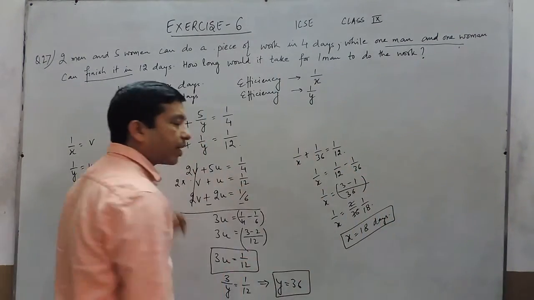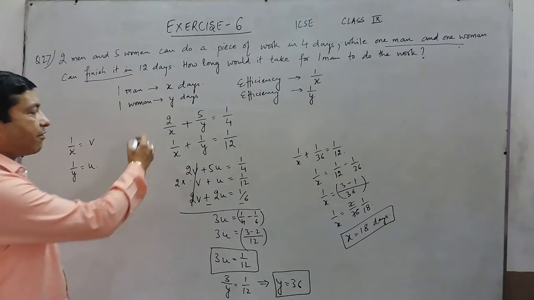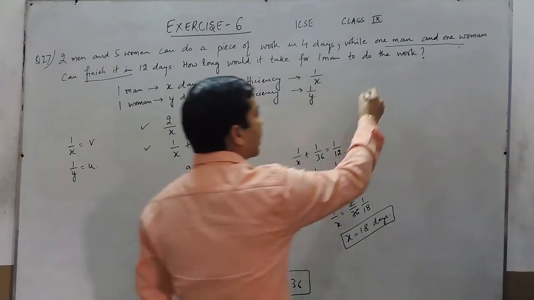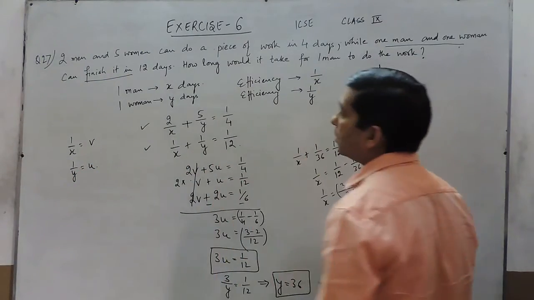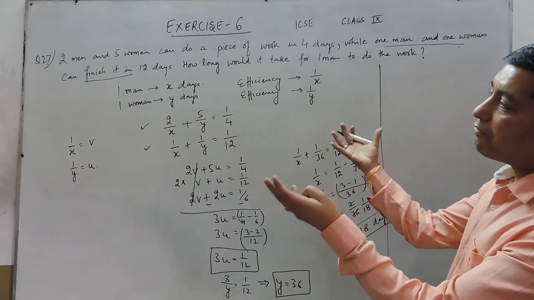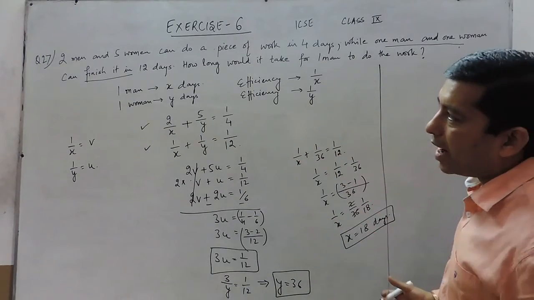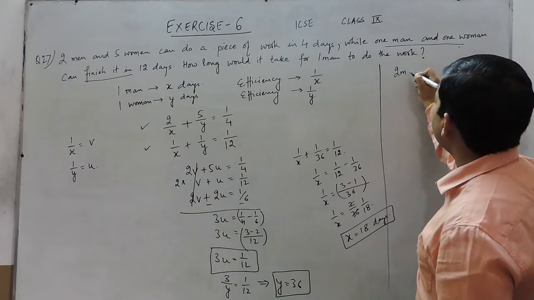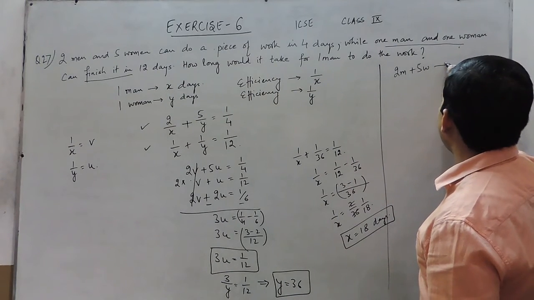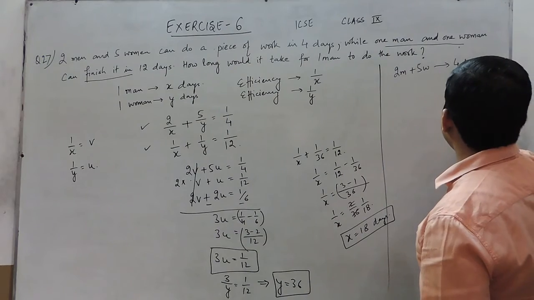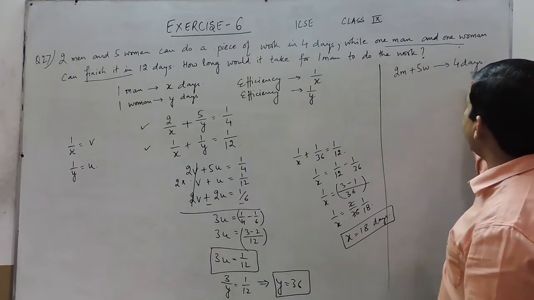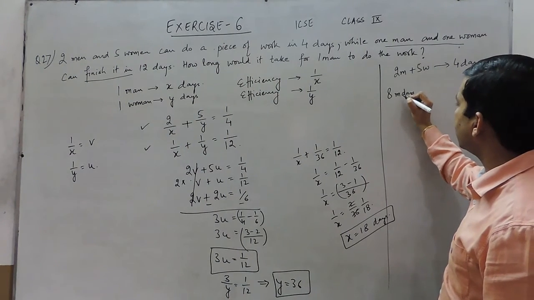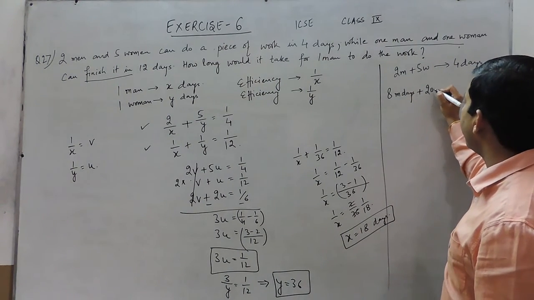If we look at this solution, then definitely we have solved it taking two variables. There is one more method which can be applicable. That is, if we finally combine the work and try to take out the whole work, we know that 2 men and 5 women can complete the work in 4 days. To this I can write that the total work is 8 man days plus 20 women days.